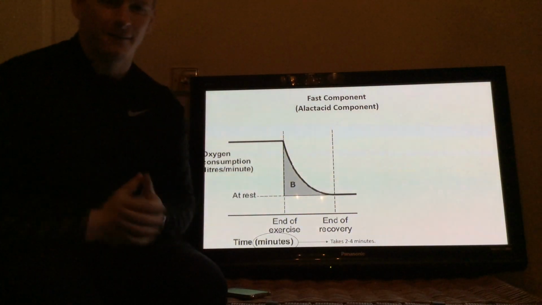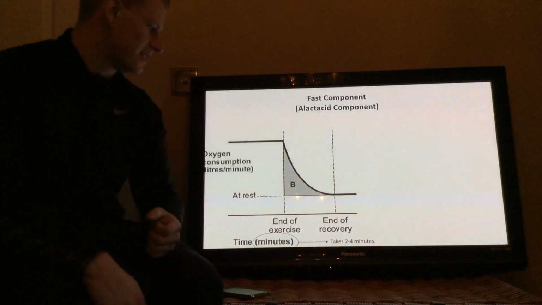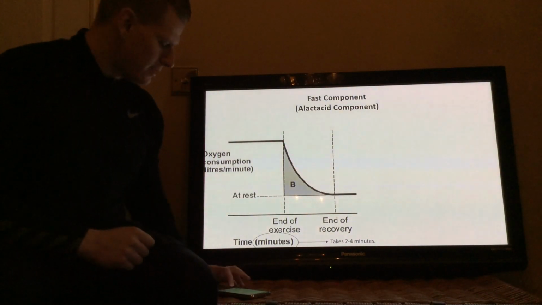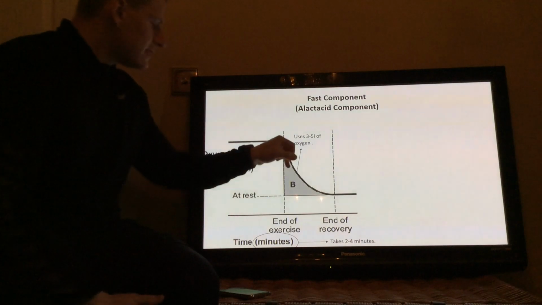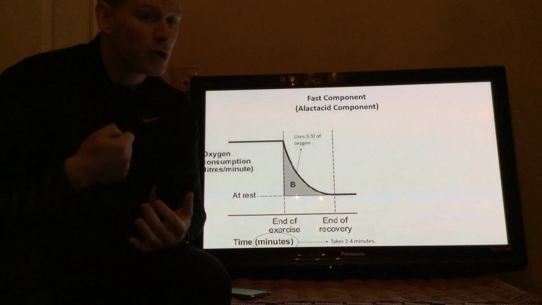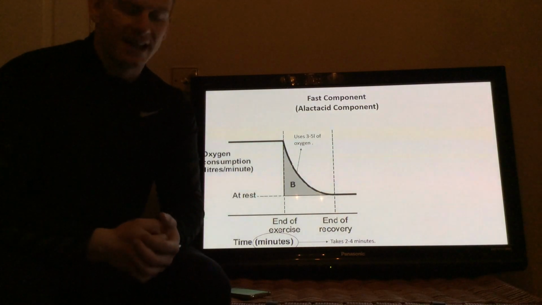So that is my main focus first of all, is to resynthesize these stores of phosphocreatine. That's going to take 2 to 4 minutes. Then, in this time, I'm going to use 3 to 5 litres of excess oxygen.